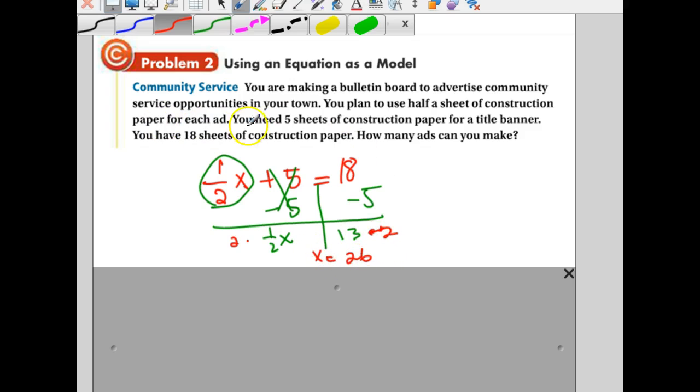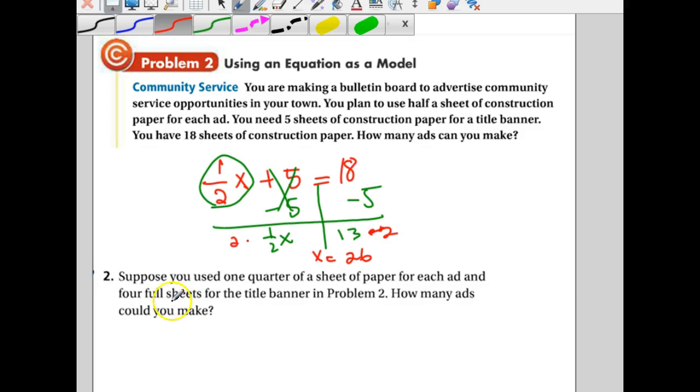Okay, ask yourself, does this make sense? You plan to use half a sheet of construction paper for each ad. You need 5 sheets of paper for a title banner, and you have 18 total sheets. So if you have 18 total sheets, 5 of them are used up for the banner, leaving you with 13 total sheets. And you can do a half of an ad on each sheet. So that means you can make 2 times that. 13 is 26. I hope this makes some kind of sense. Please take a pause, a break, and go back and look at it again if you need to.